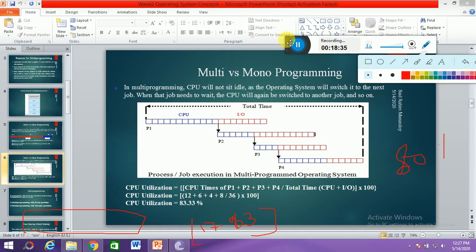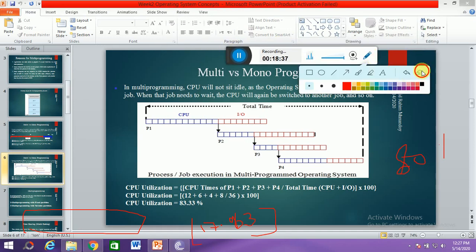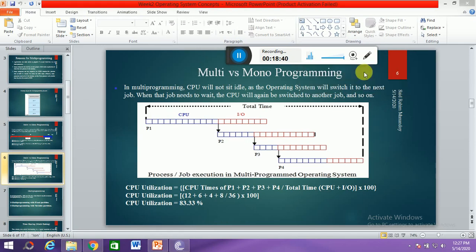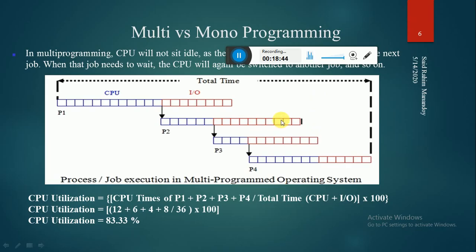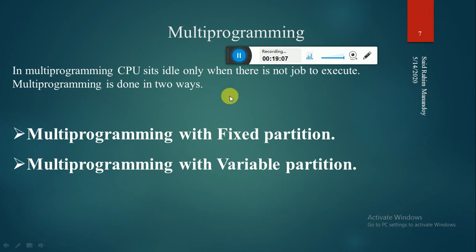So there is a big difference between mono-programming operating system and multi-programming operating system, that in mono-programming operating system more time is wasted, in multi-programming operating system less time is wasted. So I will give you an assignment where you can calculate the difference between mono-programming operating system and multi-programming operating system. So this was an example of CPU utilization and CPU wastage.